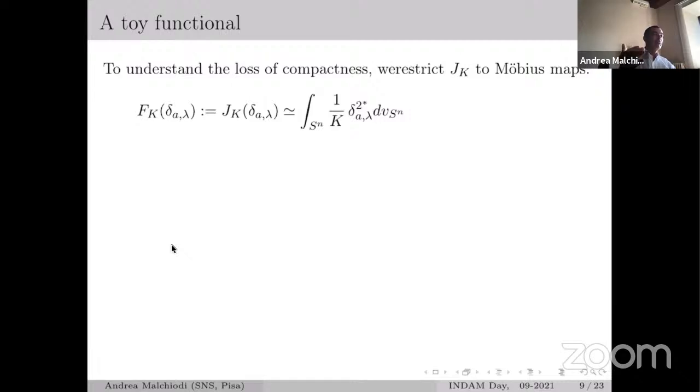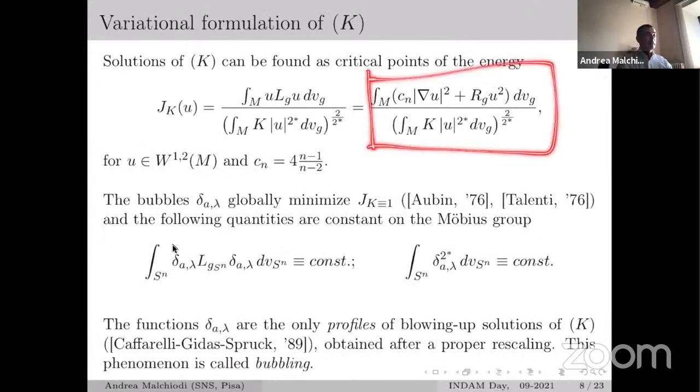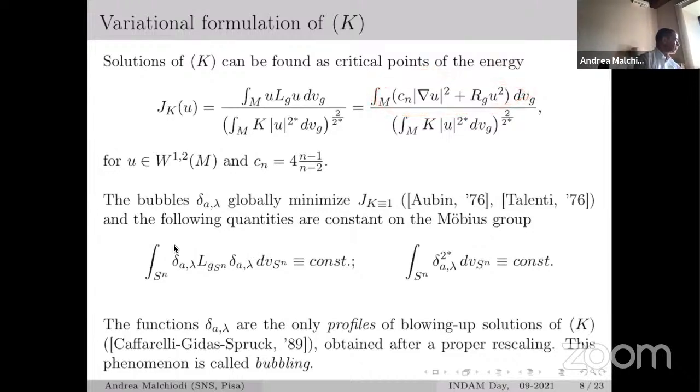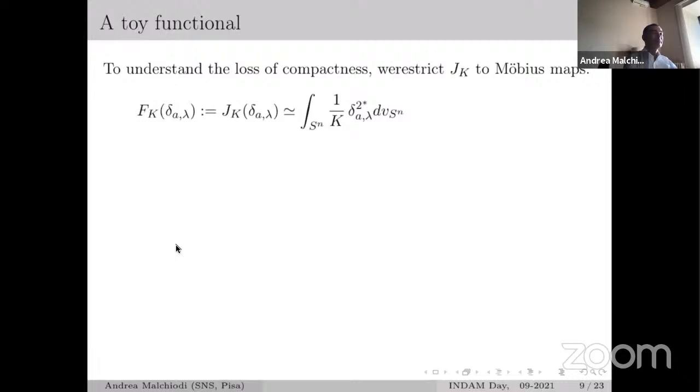And since the numerator is constant on the bubble functions, I basically need to consider just the denominator in the energy. Roughly, instead of dividing by the denominator, which is cheating, but I just aim to simplify things, I just reverse the function k. I'm doing this approximation, which is qualitatively valid. The energy restricted to Möbius maps is like integrating the function 1 over k times the bubble function to the critical power. So this is an effective energy under such an approximation.